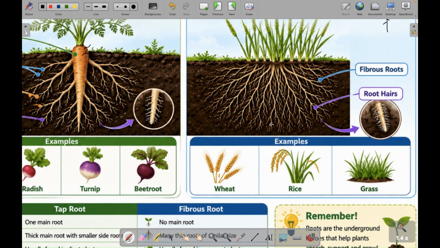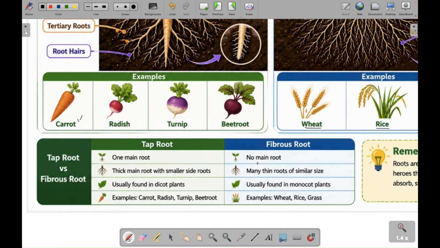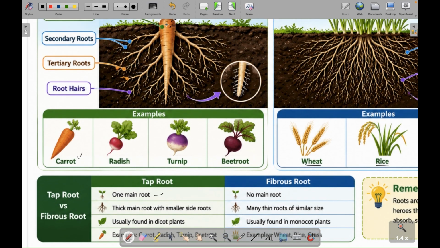Examples of fibrous roots are mostly plants that occur in groups or clusters. For example, grass is an example of the fibrous root system. Rice is also an example of the fibrous root system, and wheat is also an example. So what are some of the key differences? Taproot has one main root. Fibrous root does not have any main root.